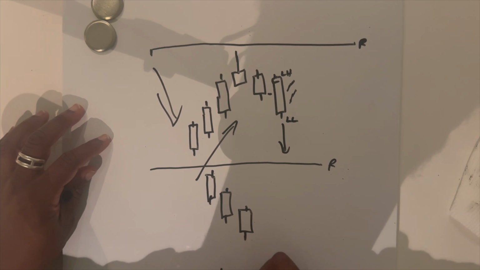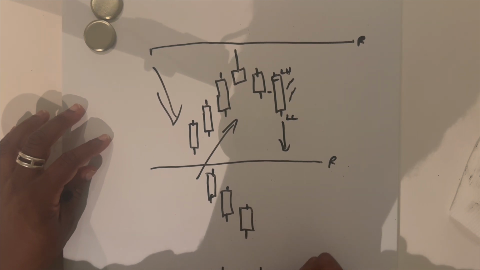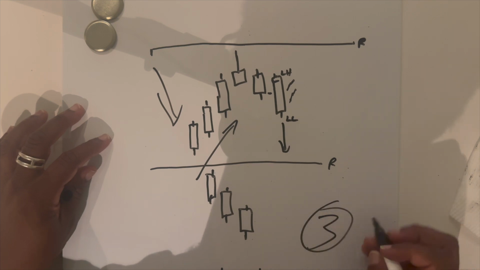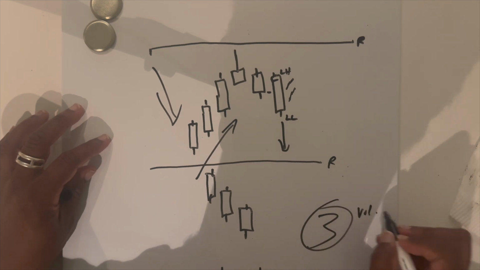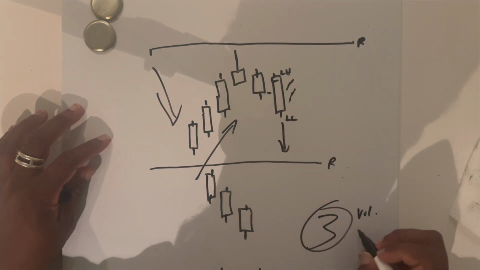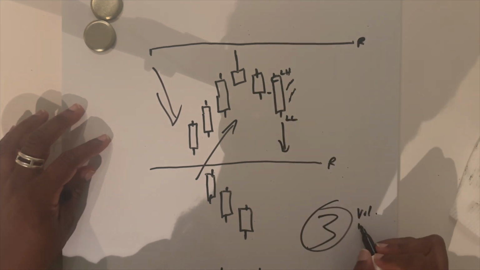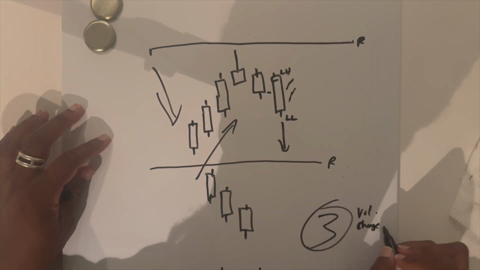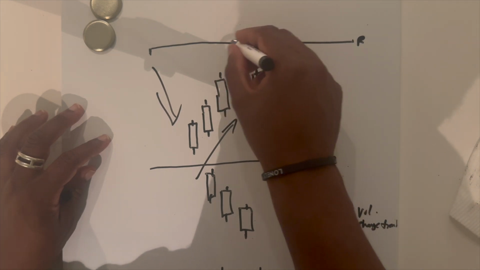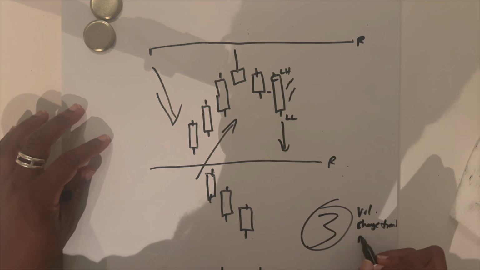volume decreasing. That's three things. So we got volume decreasing. We have a reversal candle and a lower high and lower low, so a change of trend coming off of a major resistance level.